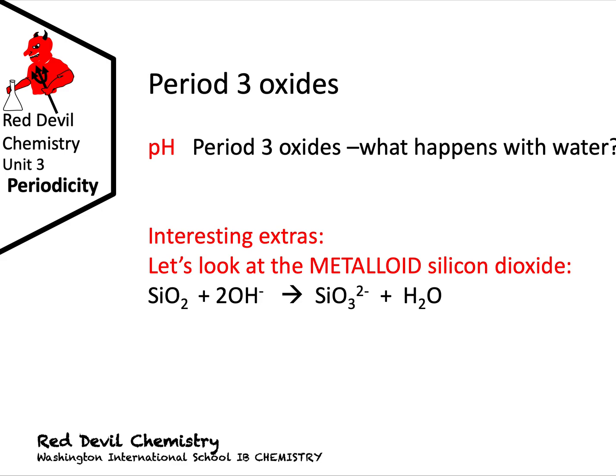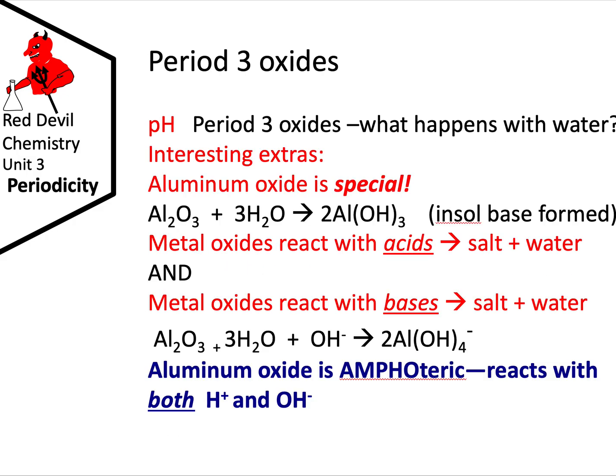And here we have silicon dioxide reacting with an alkali. So we're making a silicate ion. And really quite interestingly about aluminum, or aluminum oxide. Now it is special. Why? Because it's a metal oxide and it reacts forming aluminum hydroxide, and metal oxide reacts with acids, but it also unusually reacts with bases.